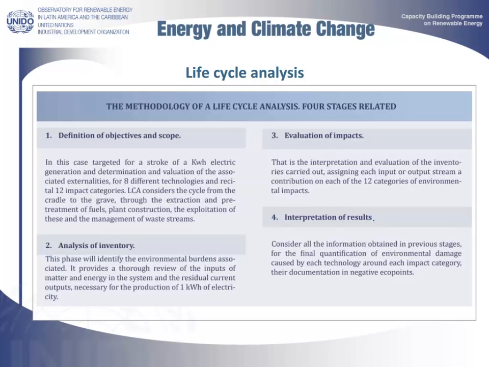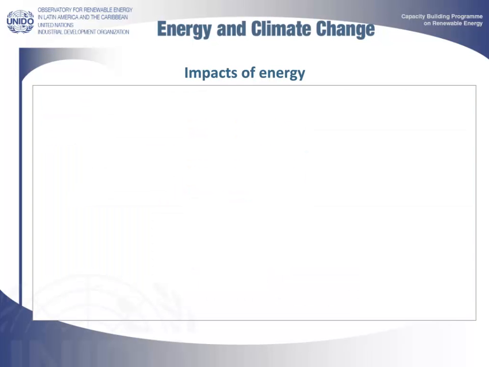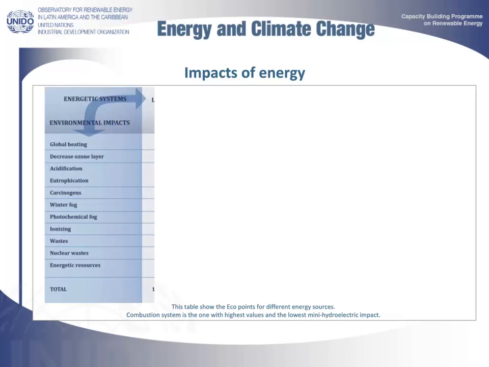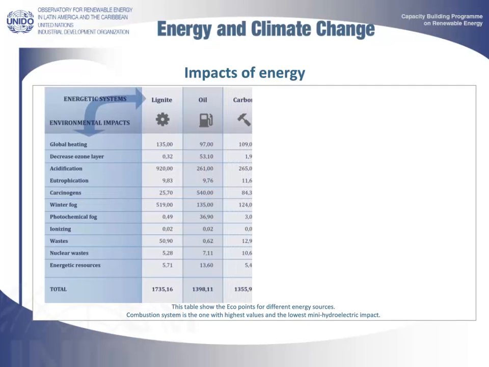We also need an analysis of the inventory, where the associated environmental loads are analyzed. The evaluation of impacts, in which the inventories are interpreted and assessed. And finally, the interpretation of the results, where the environmental damage is assessed. This table shows the data from the study assessing the environmental impacts of the 8 systems of energy production, and the plot is shown in the next slide.